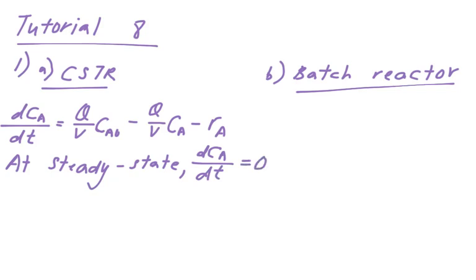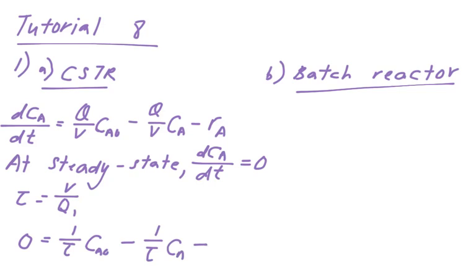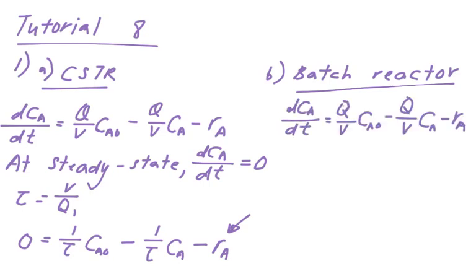On top of that, you also know that the residence time tau equals V over Q. Therefore, the general mass balance for your CSTR is 0 = (1/tau) CA0 - (1/tau) CA + RA. So if your reaction rate is first order, then this term becomes -kCA. Similarly for the batch reactor, you have to first start with the basic mass balance equation.